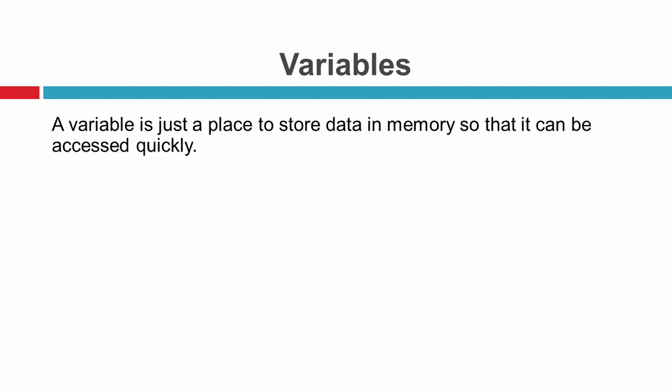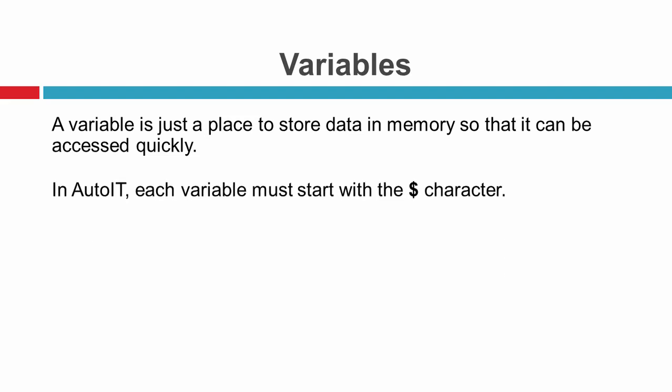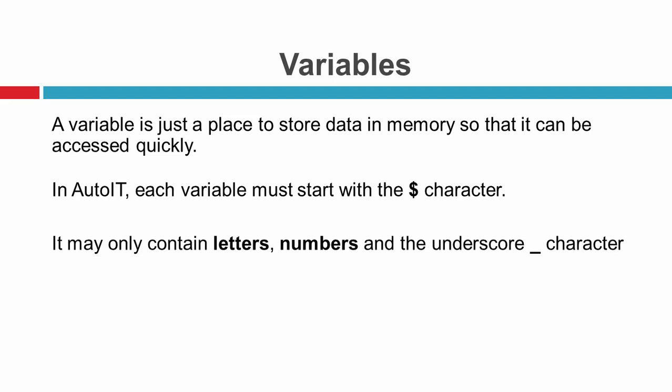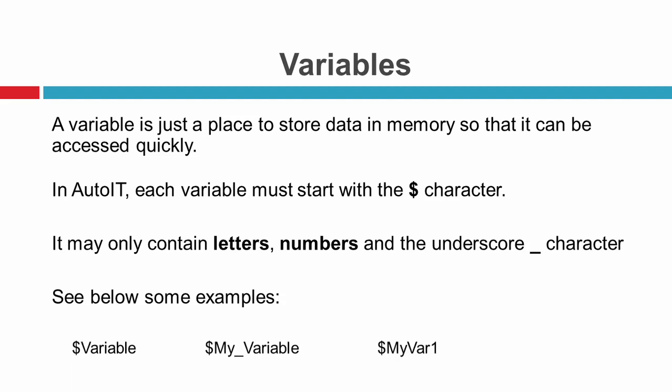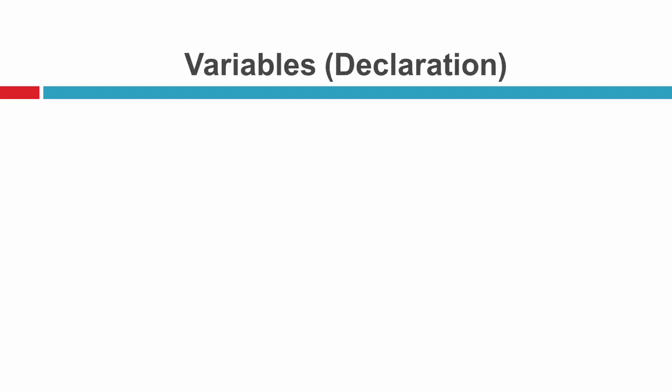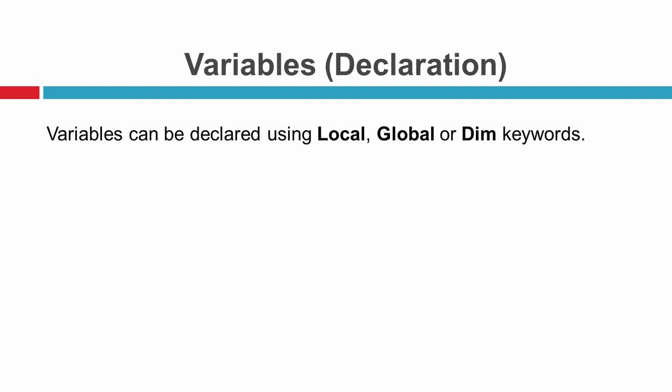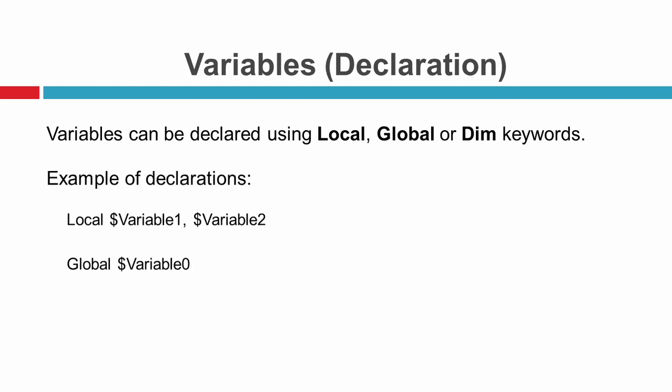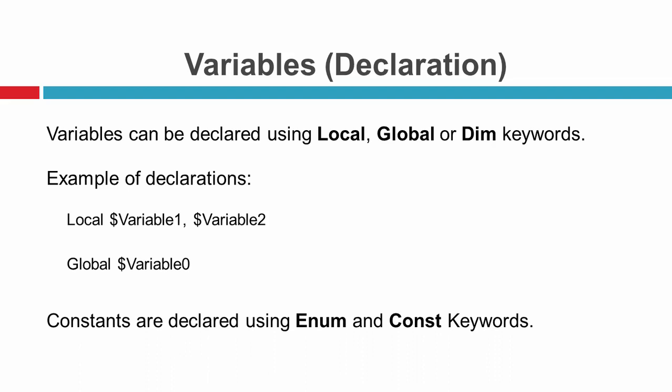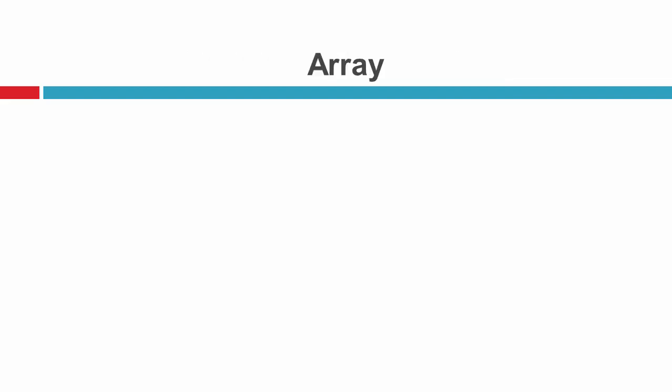Variables. A variable is just a place to store data in memory so that it can be accessed quickly. In AutoIt, each variable must start with the dollar character, and it may contain letters, numbers, and the underscore character. See below some examples: $variable, $my_variable, $myvar1. To declare a variable, we can use Local, Global, or Dim keywords. For example, Local $variable1 or $variable2, or Global $variable0. Constants are declared using Enum and Const keywords.